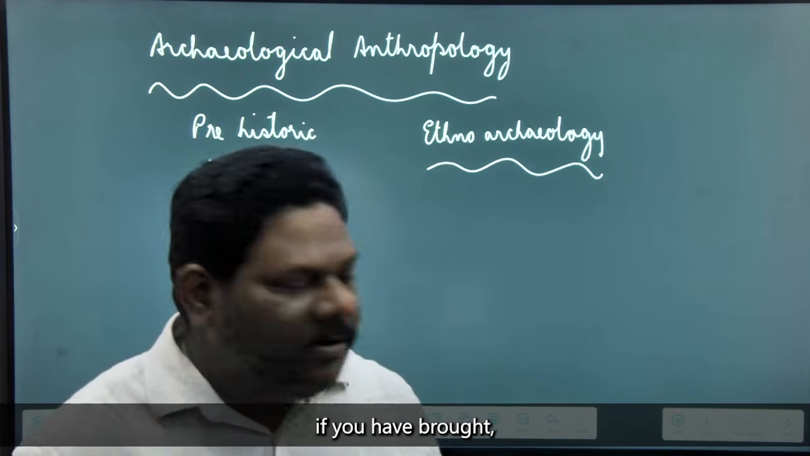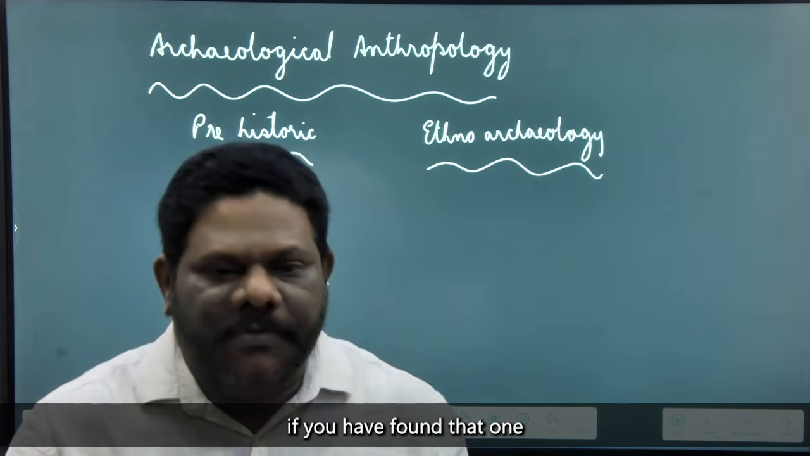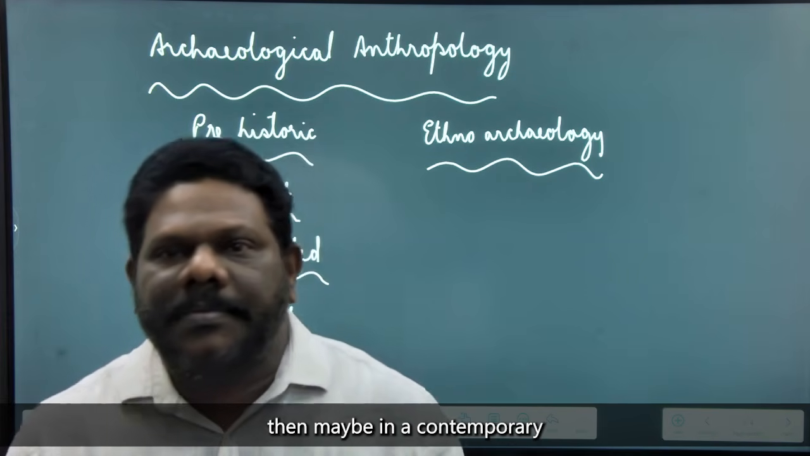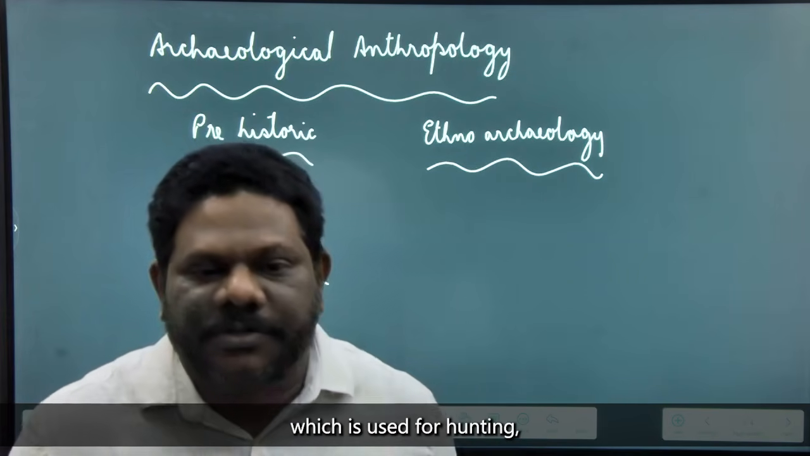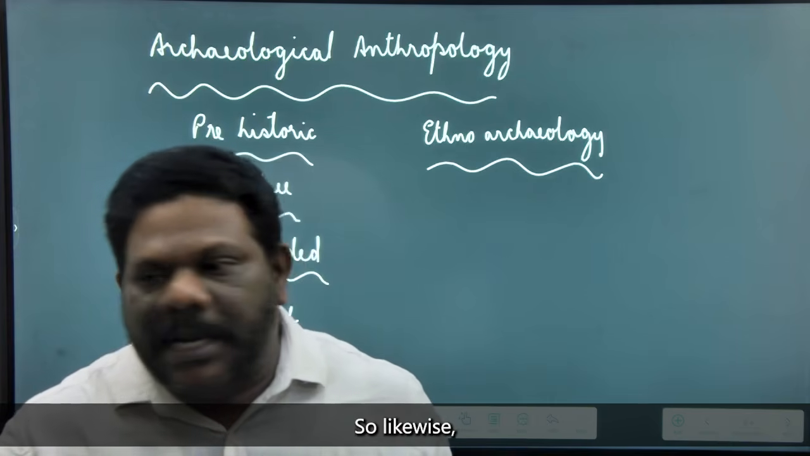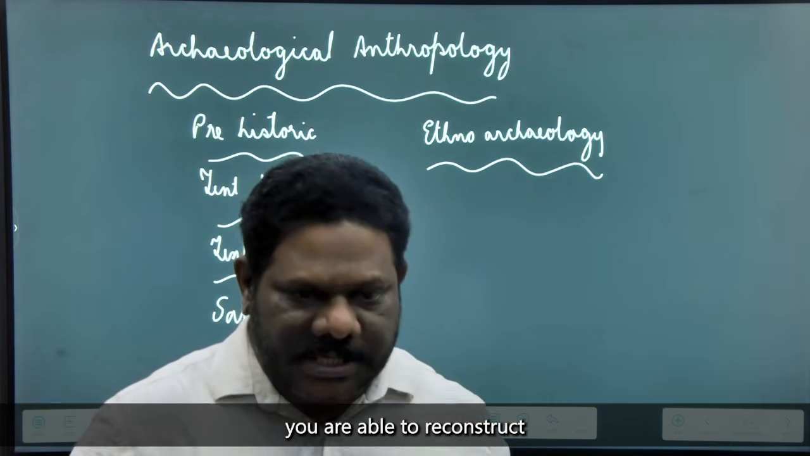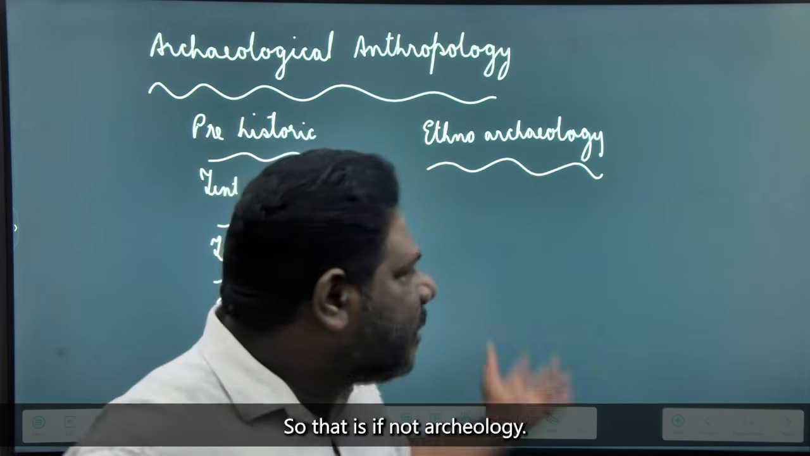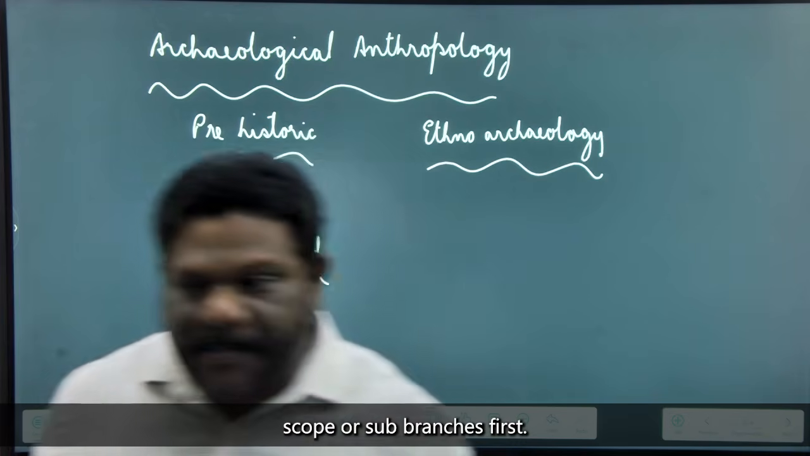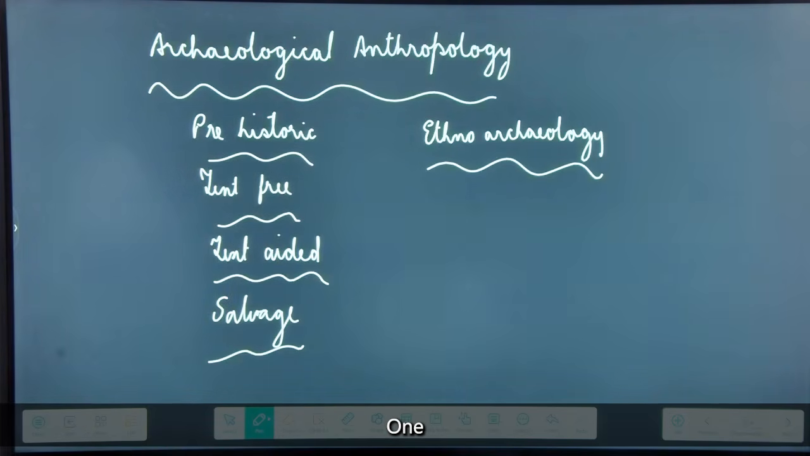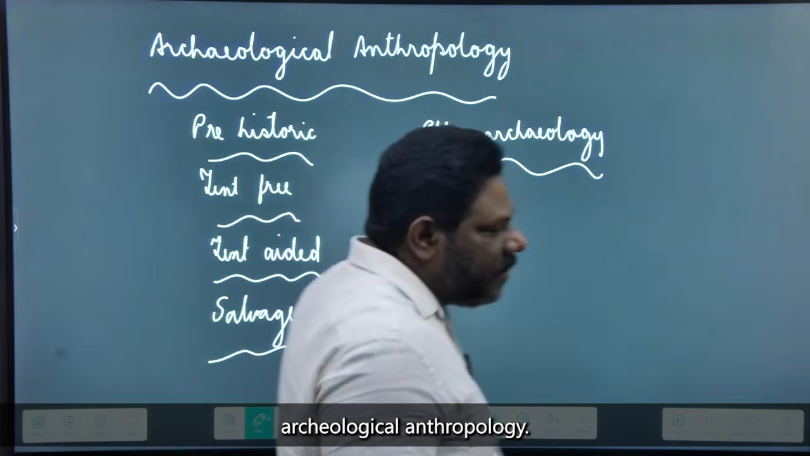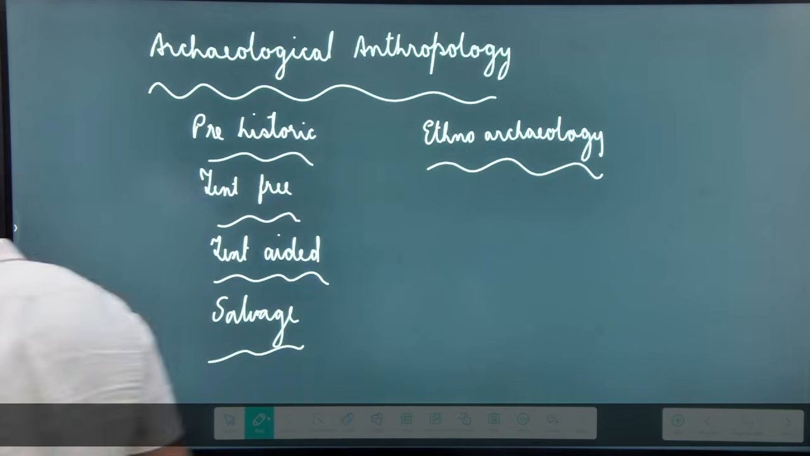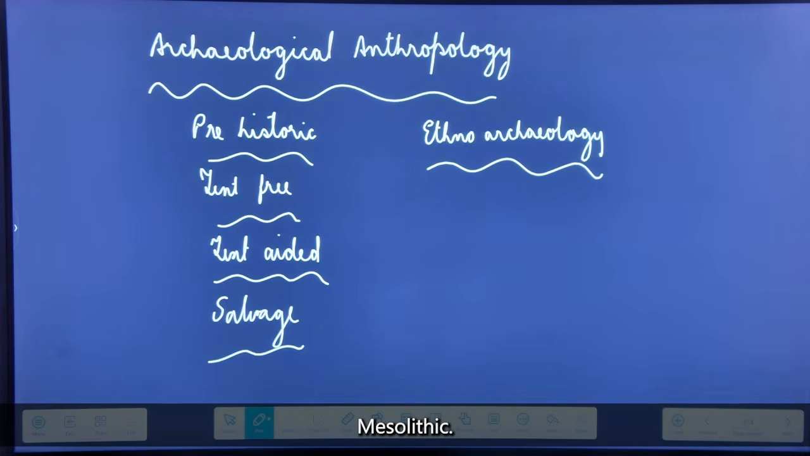If you have found one in an archaeological excavation, then maybe in a contemporary tribal society you have seen a bow and arrow used for hunting, and you also know how it is prepared. Likewise, you are able to reconstruct the past by studying contemporary societies. So that is ethnoarchaeology. Please write scope or sub-branches. First one is prehistoric archaeological anthropology. It involves the study of prehistoric stages like Paleolithic, Mesolithic and Neolithic.